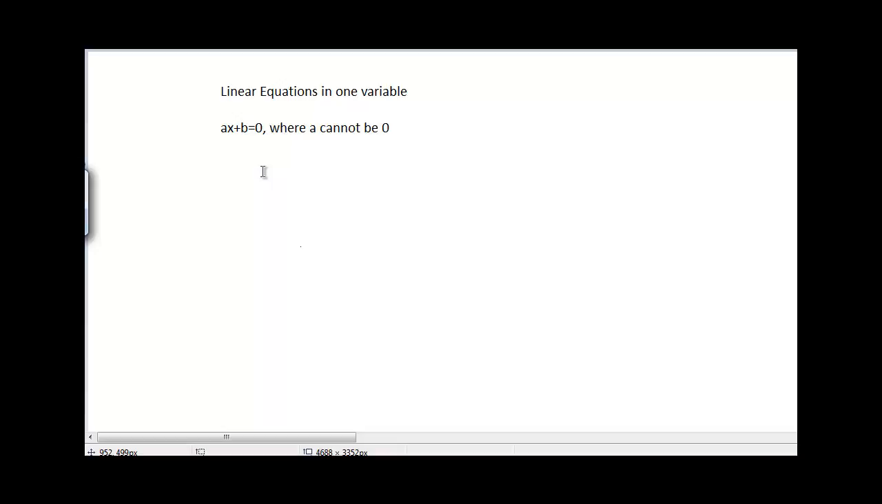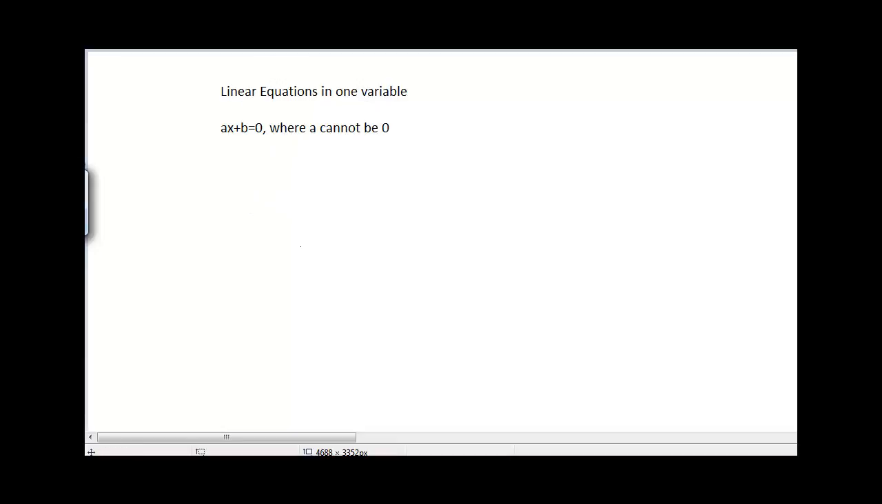ax plus b is equal to 0, where a cannot be 0. They add that stipulation in because they don't want their variable to disappear. What I mean by that is if a were to be 0, then 0 times x would be 0. So 0 plus b would be 0, therefore you would have no x. And the whole point is just to have a variable in there.